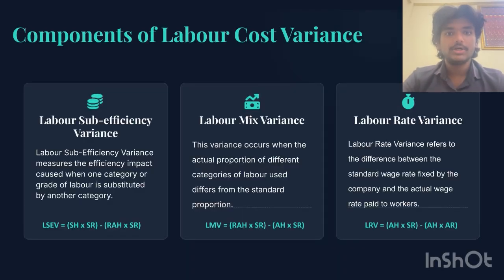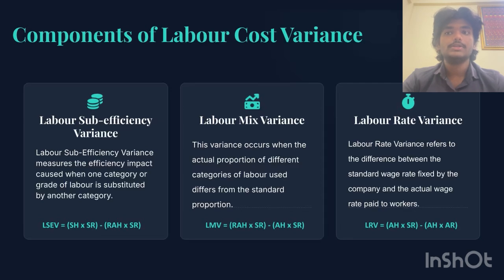The next two slides are about components of labor cost variance. There are a total of 5 components of labor cost variance. The first is labor sub-efficiency variance. Labor sub-efficiency variance measures the efficiency impact caused when one category or grade of labor is substituted by another category. The formula is standard hours into standard rate minus revised actual hours into standard rate.